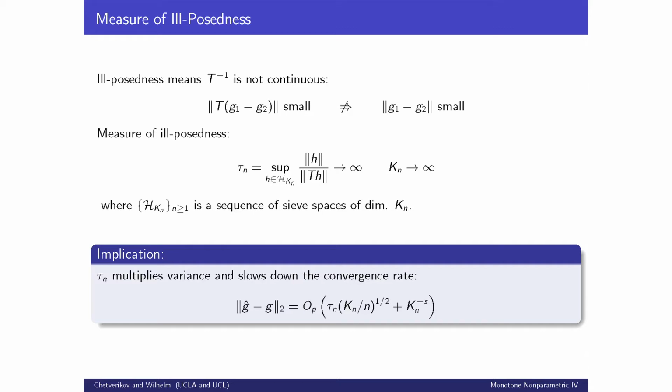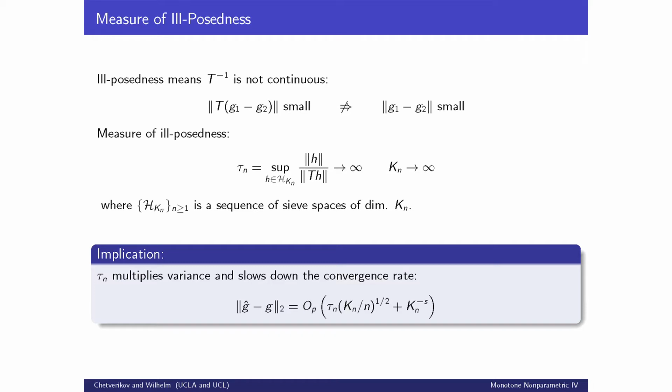And this variance piece gets blown up by tau, which is going off to infinity, but this goes to 0. So that variance piece is blown up by a bit and therefore goes to 0 quite a bit slower than it would be if the tau wasn't there. And then there's this bias piece, k to the power minus s, and s comes again from the smoothness of the function g. That's also going to 0 at standard rates. It's this piece of the variance that gets blown up by the ill-posedness.